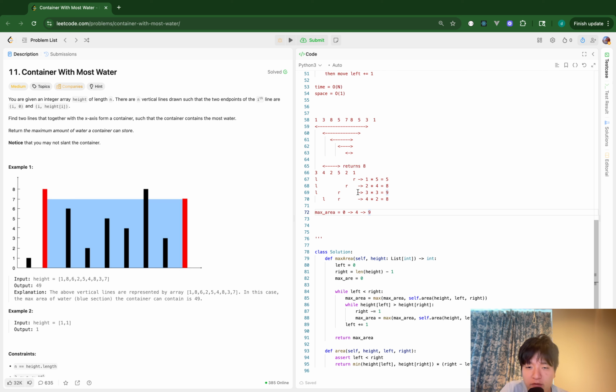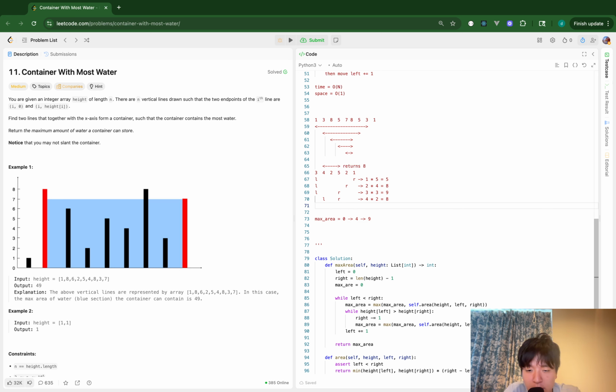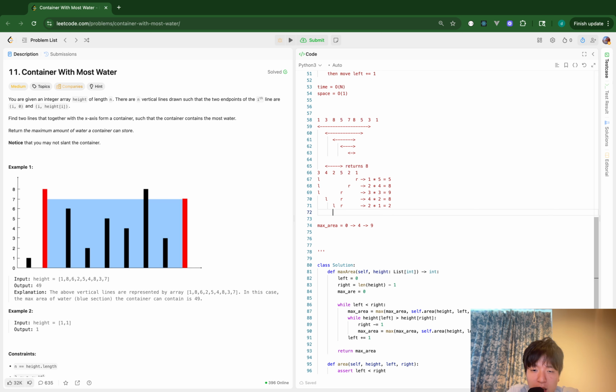And right is larger than left, so I move the left pointer because I go out of while loop of line 87 and go to line 90. And left is now here and right is here. So now this should be 2 times 1 is 2. So it doesn't update the max area. And I go back to line 85. No, sorry. From here, I move left pointer here and the right pointer here. So they're the same, so I go out of the while loop and return max area, which is now 9.